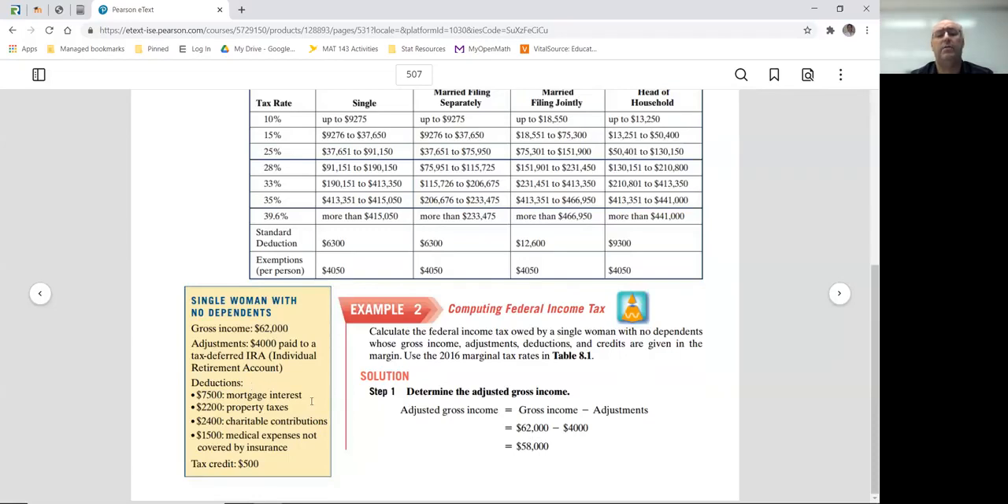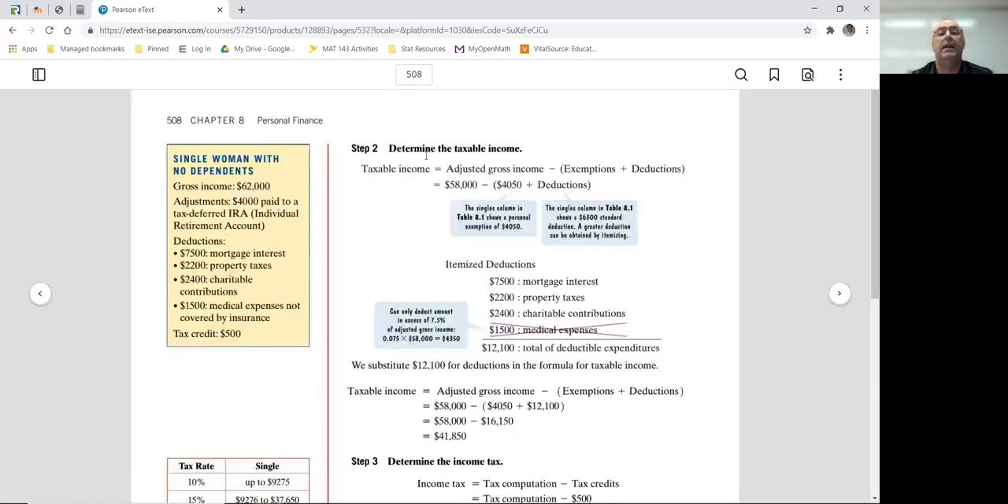As I said, finding the adjusted gross income is the same as it is in the textbook. You just simply subtract the gross income minus the adjustments. Her adjustments in this case are $4,000. So she's going to have an adjusted gross income of $58,000. The next thing is to determine the taxable income. And this is the first little change we make. Basically, the exemptions is $0 right now.